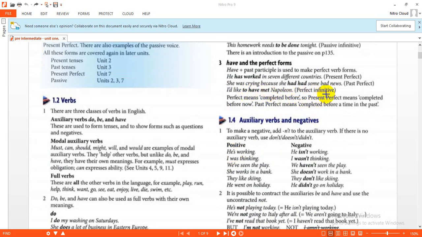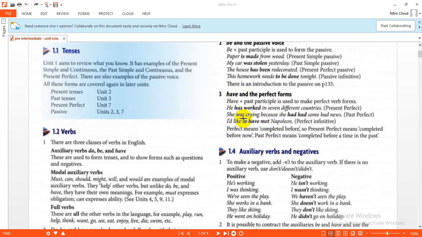دلالة الانفينيتيف في الأزمنة عندما تكون هنالك to. I'd like to have meat. يعني perfect infinitive. This homework needs to be done. Passive infinitive.